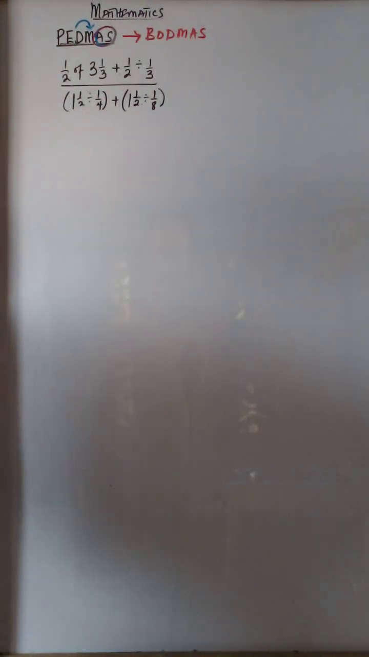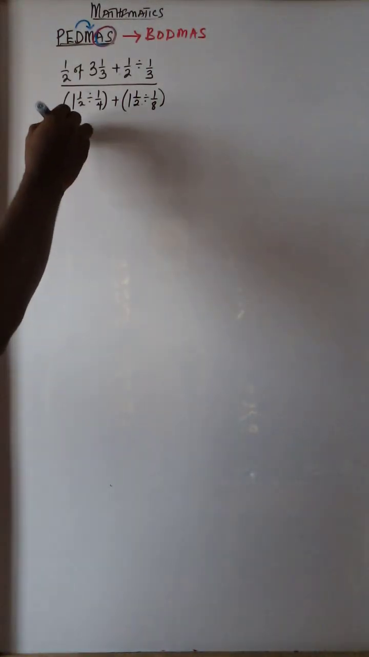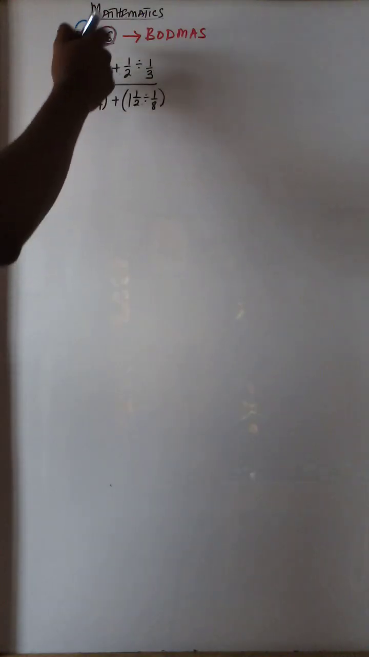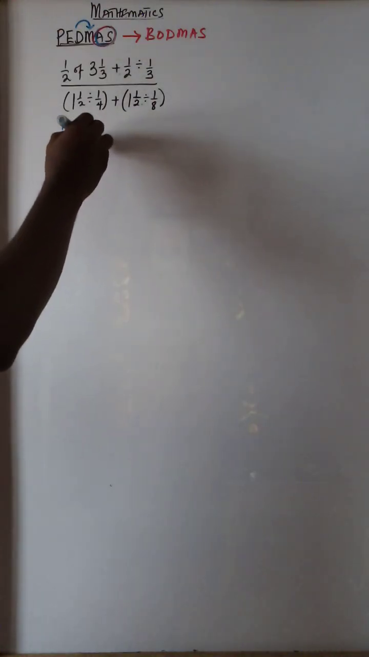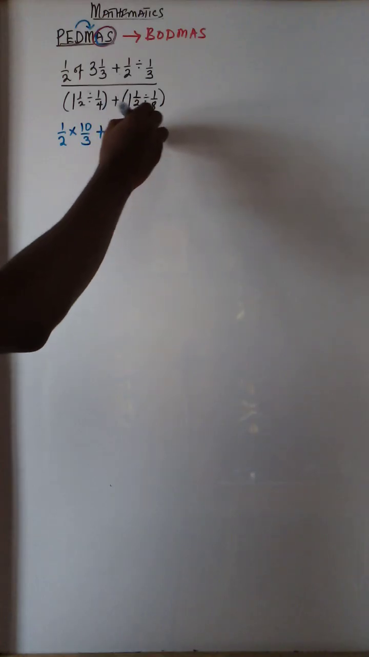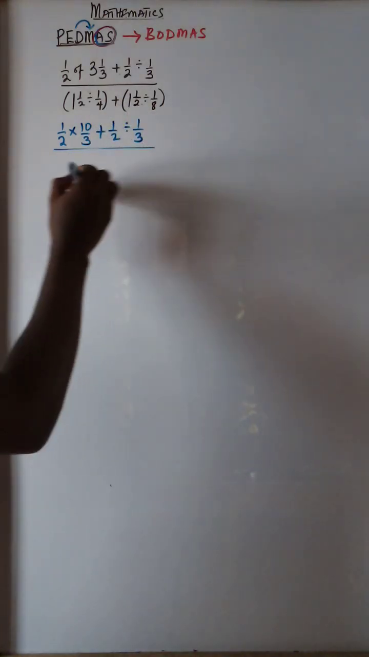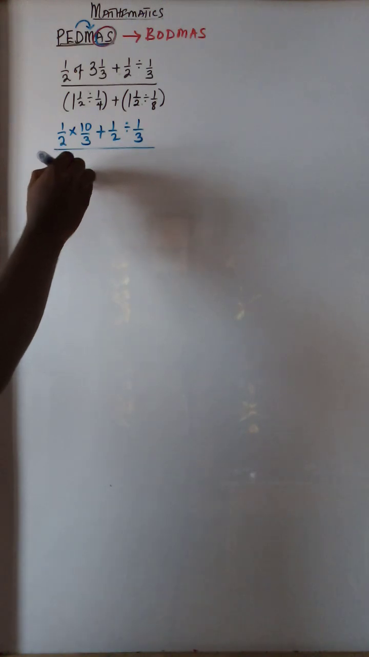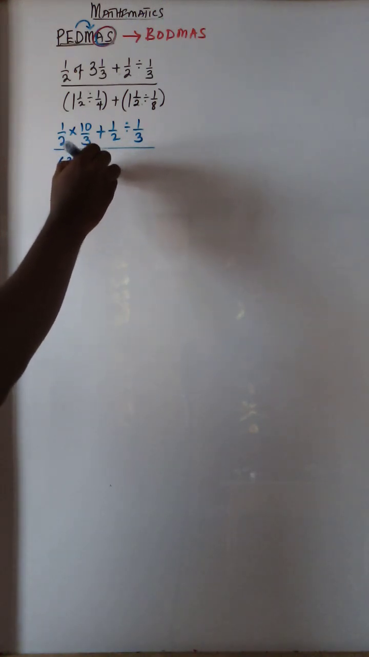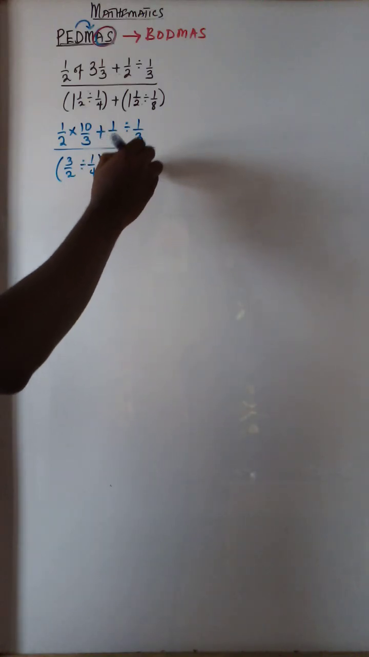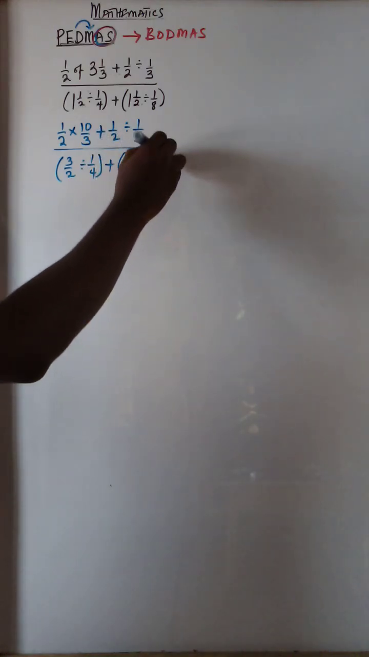So what's the first thing? We can first convert everything to improper fraction. So I have 1 over 2. Up means times. 3 times 3, 9 plus 1, 10 over 3. Then plus 1 over 2 divided by 1 over 3. Everything over 2 times 1, 2 plus 1, 3. 3 over 2 divided by 1 over 4. Plus 3 over 2 divided by what? 1 over 8.